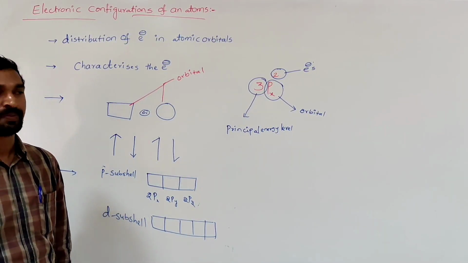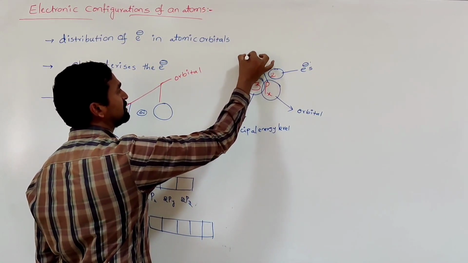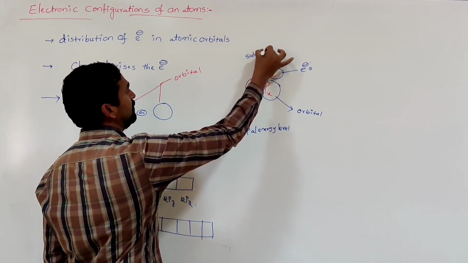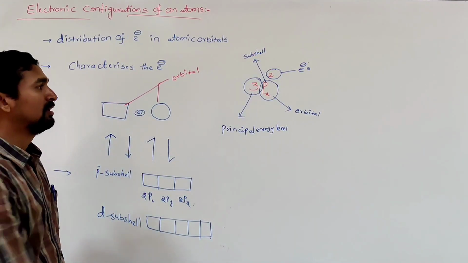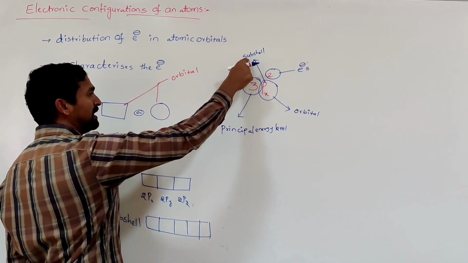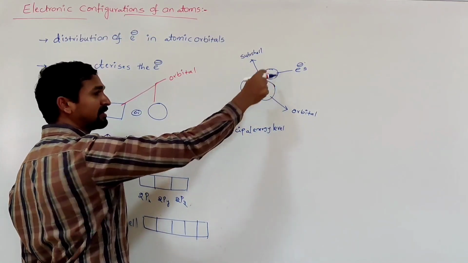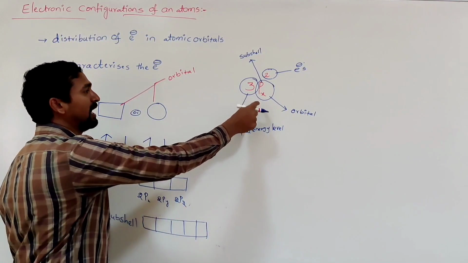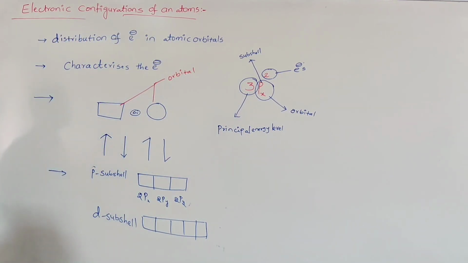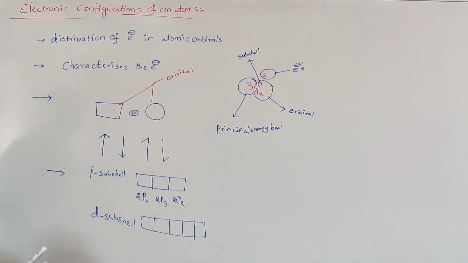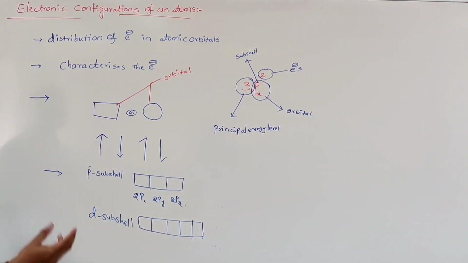And in which subshell is it present? This p only. Px represents the orbital, p represents the subshell. So first your main energy level, then the sub energy level, then in that subshell in which orbital the electrons are present, and how many electrons are present. This can be characterized for each electron by the electronic configuration. Like that we write the electronic configurations of different atoms containing different numbers of electrons.